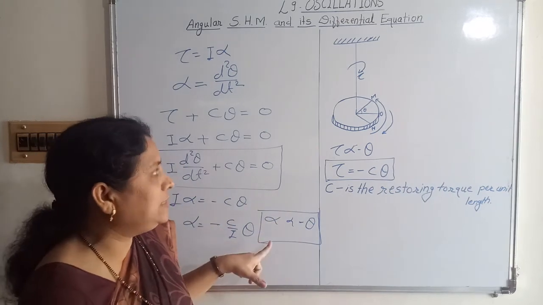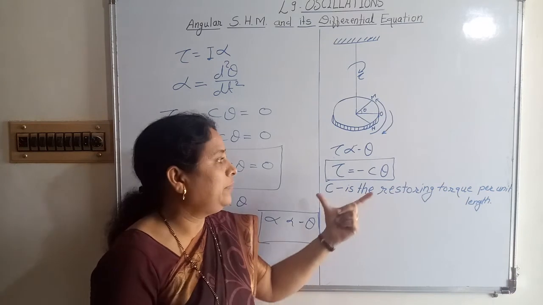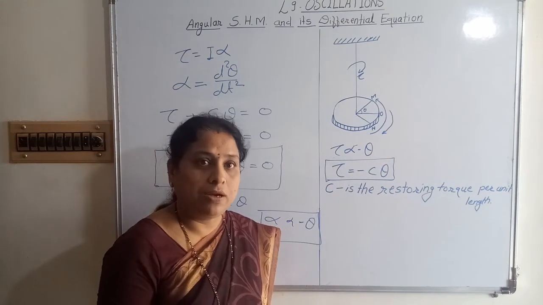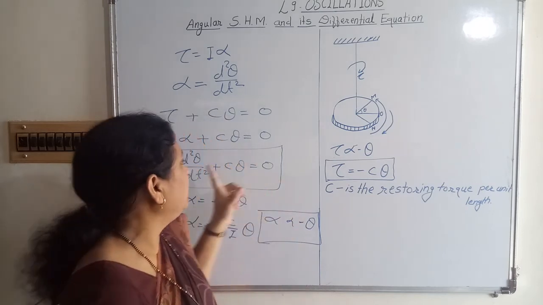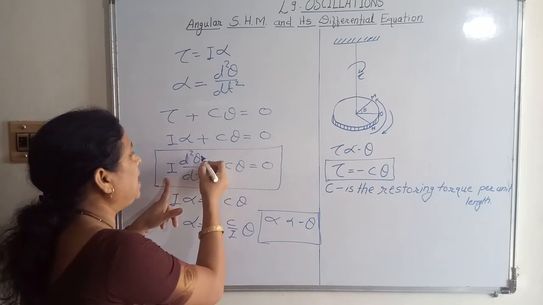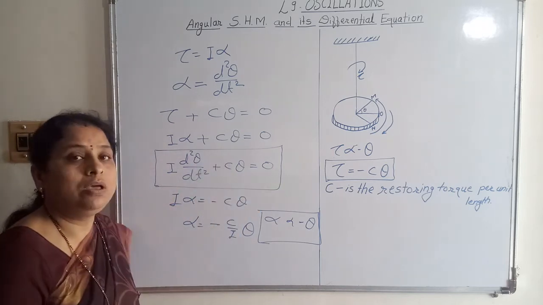What is angular simple harmonic motion? Definition. The example is the torsional pendulum. These oscillations are sometimes called torsional oscillations, and this is the differential equation of angular simple harmonic motion: I into d square theta upon dt square plus c theta is equal to 0.